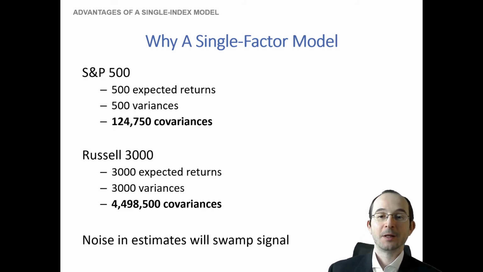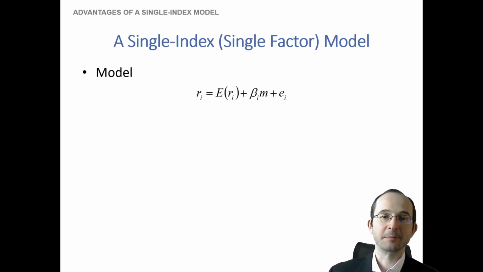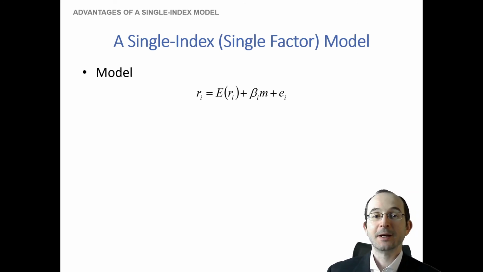So this suggests that portfolio theory with a fully specified variance covariance matrix is challenging to implement. So how can we solve this problem by looking at a single factor model? Well, first of all, let's define what we mean by a single factor model or a single index model. And here is what we mean.